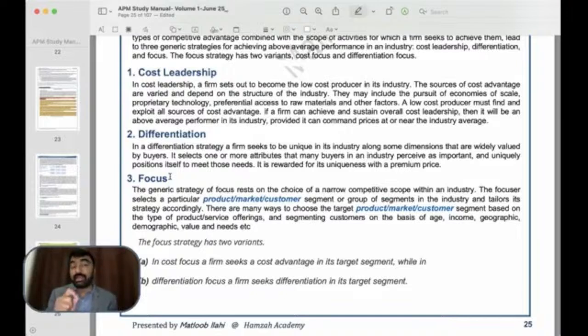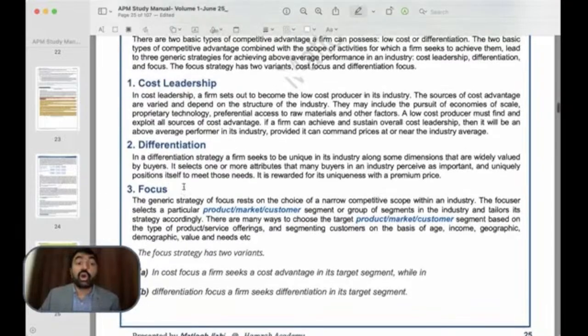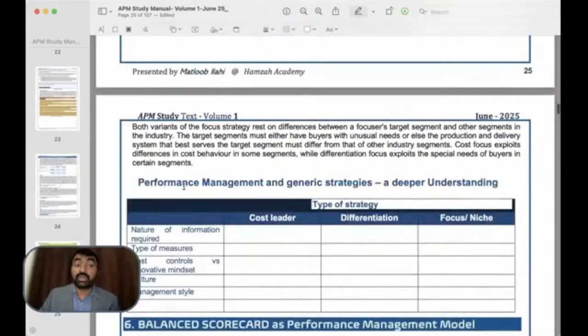As I mentioned earlier, APM questions may ask you to evaluate performance measures, or performance measurement systems, whether they are suitable for cost leader, for differentiation, or focus. Let me make it more clear for you. An APM question might ask you to recommend suitable KPIs, or recommend or evaluate critical success factors for cost leader, for differentiation, or focus strategy. So this is the point you need to understand.